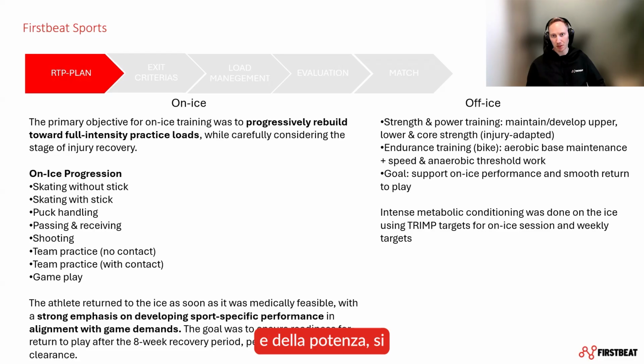In strength and power training, they concentrated on maintaining or developing upper, lower, and core strength, of course injury-adapted, on the things that you can do with the broken wrist. Endurance training was mostly on bike, aerobic base maintenance plus speed and anaerobic threshold work. And the goal was, of course, to support the on-ice performance and a smooth return to play.